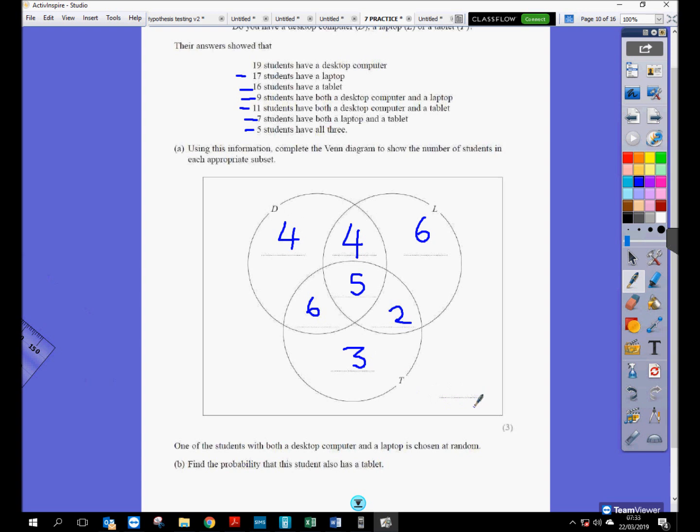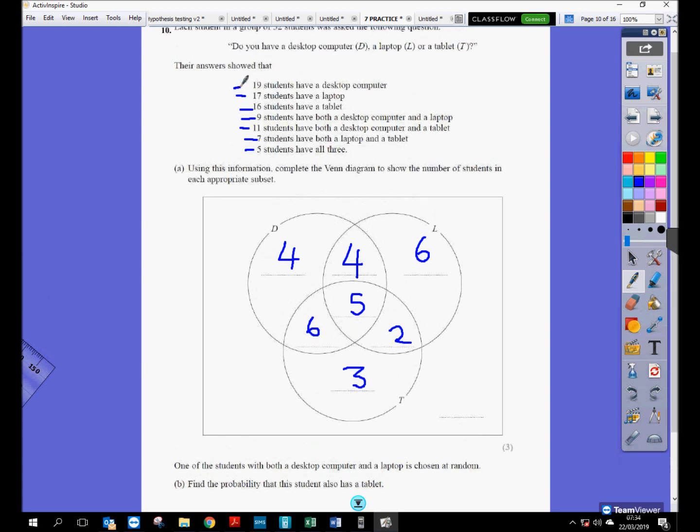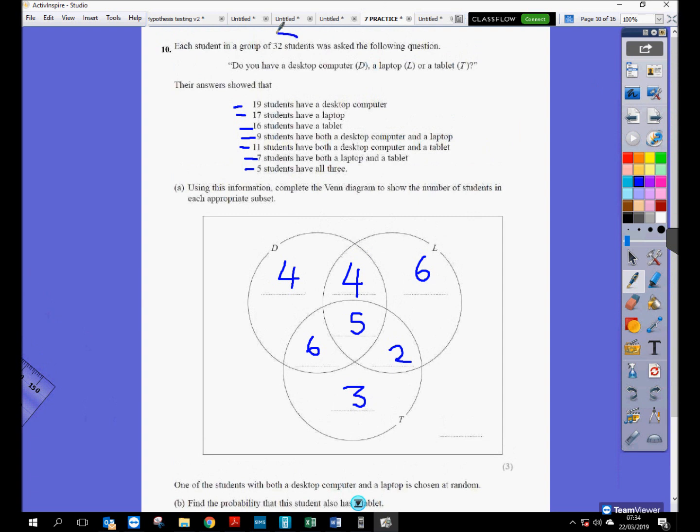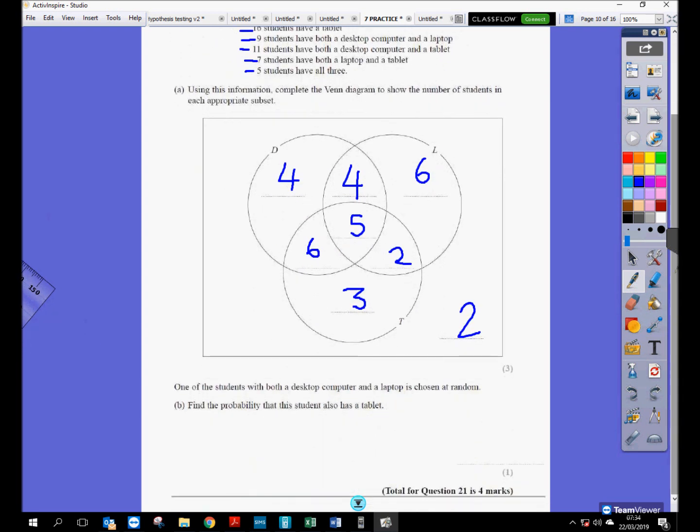Okay, there's also a line outside the circles, because there may be some students that don't have any of desktop, laptop, or tablet. So we know that there are 32 students altogether. If you add all of these numbers up, you end up with 30. So there's 2 outside.